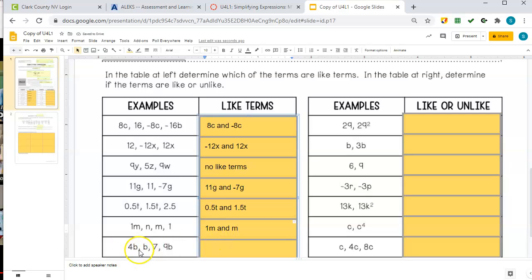Here we've got three like terms. So we've got the 4b, the b, and the 9b. Those are all like terms. These, well, they have the same variable, no variable at all, so they are like. These have the same variable, that's b, so that's like terms. These have the same variable, no variable at all. These, well, we have an r and a p, so these are not like terms.